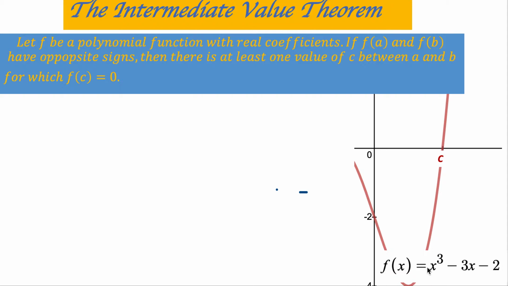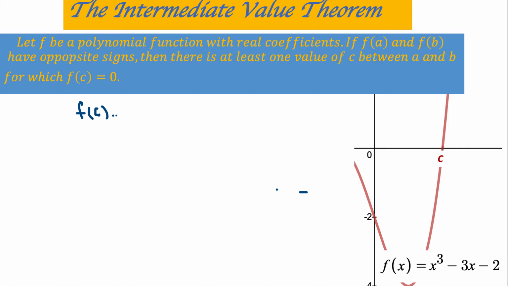Let's say we have a specific function, f of x is equal to x cubed minus 3x minus 2. This function is a polynomial function and is continuous everywhere, so it is continuous in the domain from minus infinity to infinity. So now let's take one pen here and let's assume f of c is equal to 0.